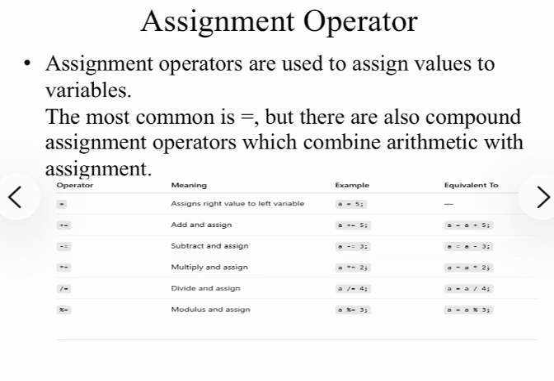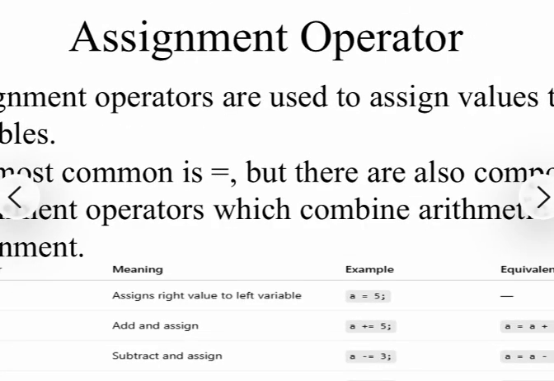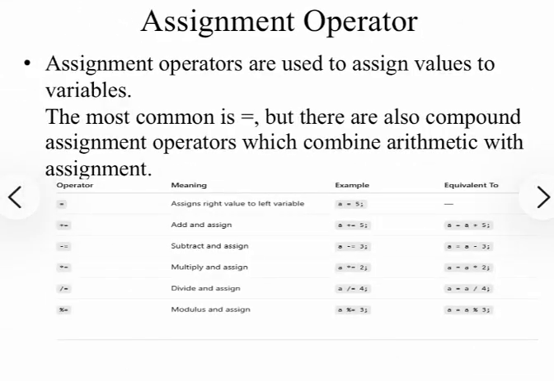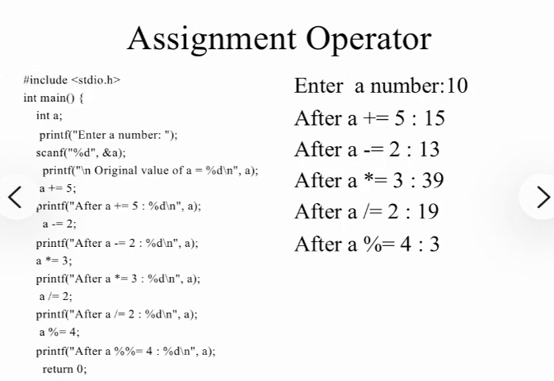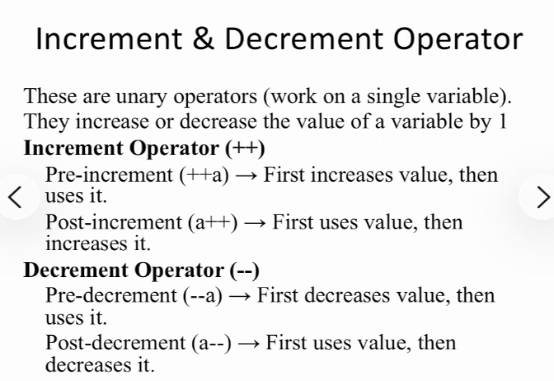Assignment operator is used to assign values to a variable. The most common is equal to. It also combines the arithmetic with the assignment operators. And here is the example for an assignment operator. In the example output, there is a plus equal to 5. That means we can write a plus b, or a plus equal to also gives the same meaning.